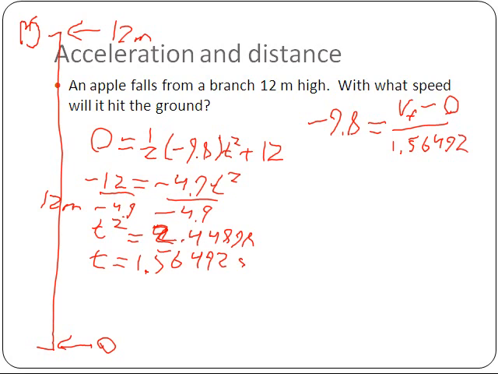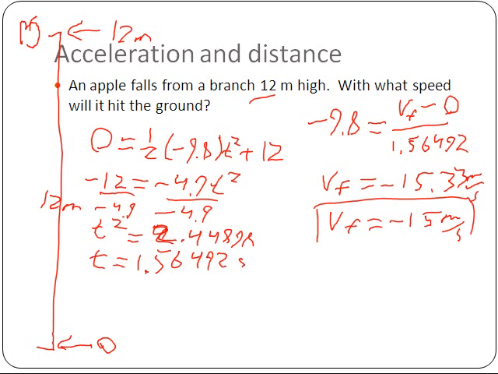Remember not to round till you get to the final answer. It's pretty standard math here: 1.56492 times negative 9.8. For that, I get that my final velocity is equal to negative 15.33 meters per second. Significant figures would be 2, and so my final velocity here is going to be negative 15 meters per second. Note that it is negative. That makes sense because it is falling downward, and whenever it hits the ground, it should be going down at that point.